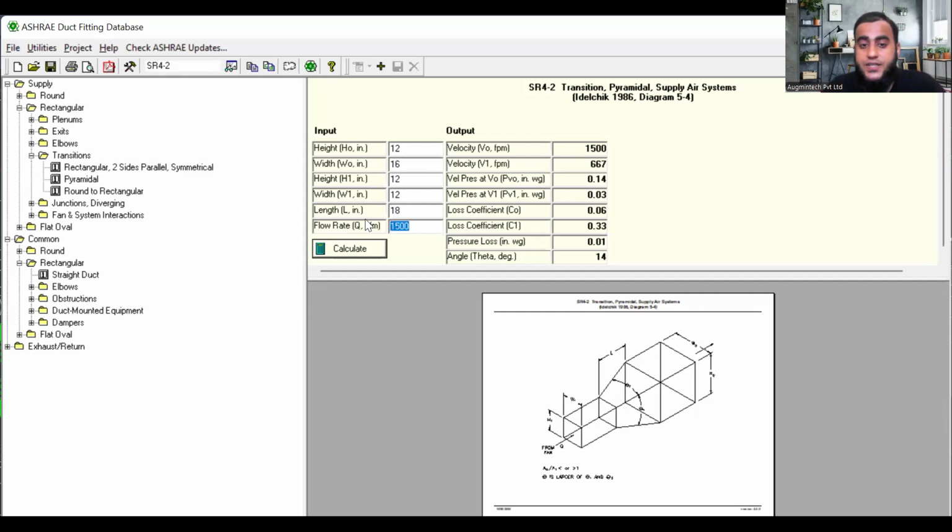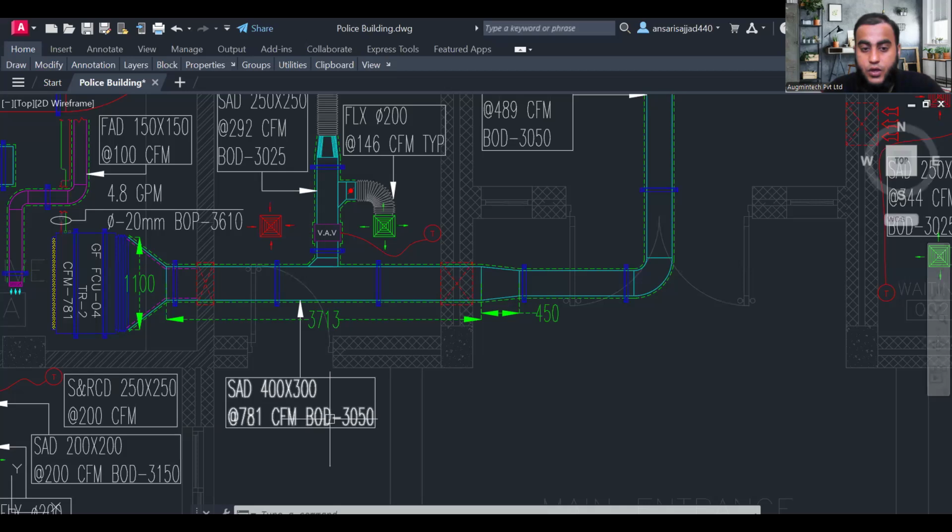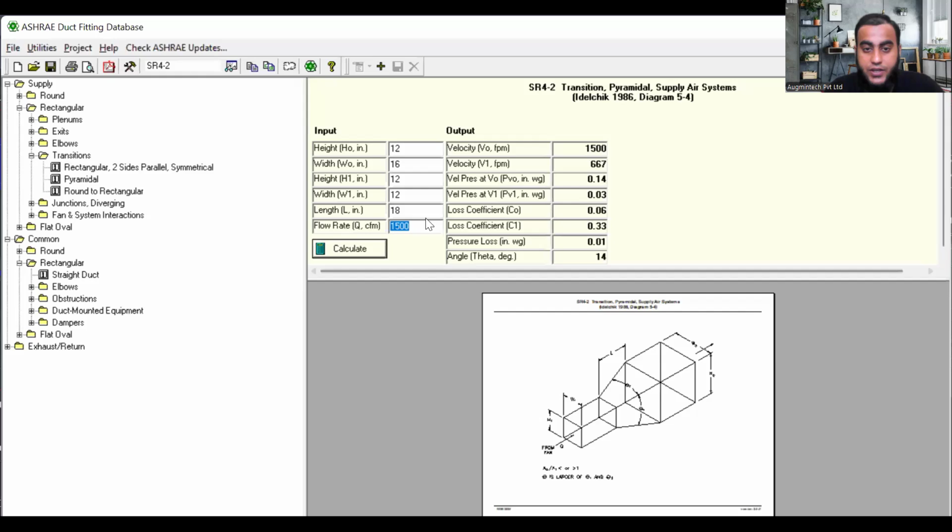And now the question is, sir, what flow do we have to enter? So always remember, you have to enter the previous flow, whichever is greater, 781. That value you have to enter here. Just enter 781, and as per that, hit calculate. See, now the pressure loss value is showing 0.01 and the loss coefficient 0.14.